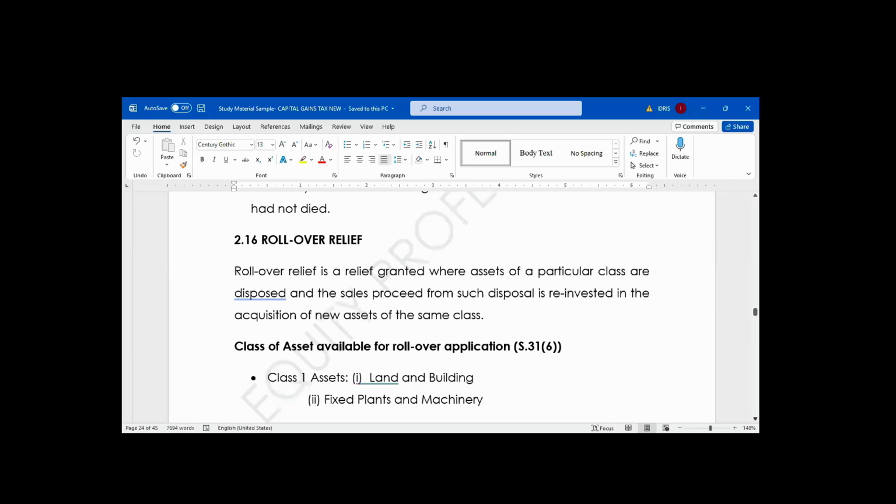Asset of the same class. Asset of what? Same class. You must use the words the same what? Class. You cannot dispose of a land and then use the proceeds to acquire a motor vehicle. Can you claim rollover on it? No, they are not the same class.